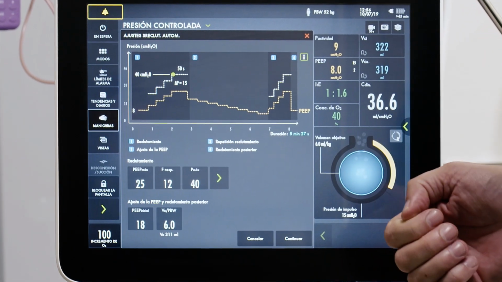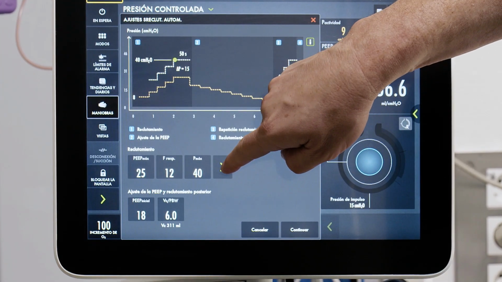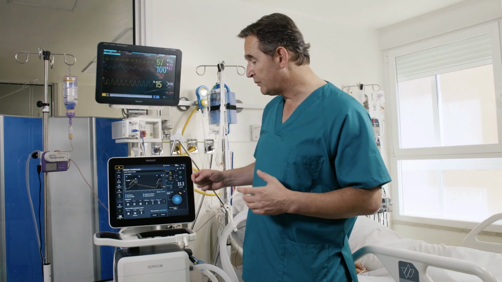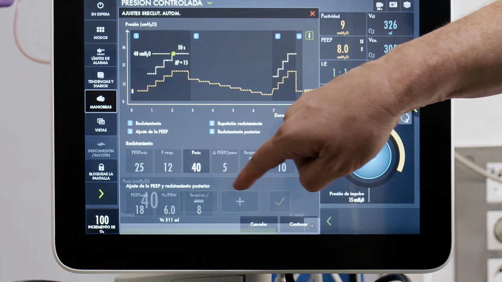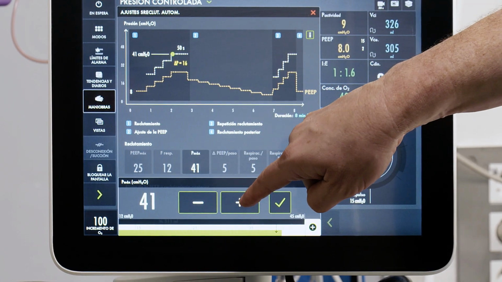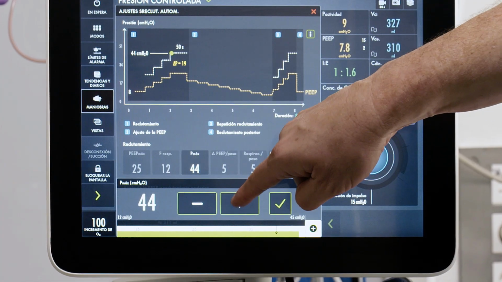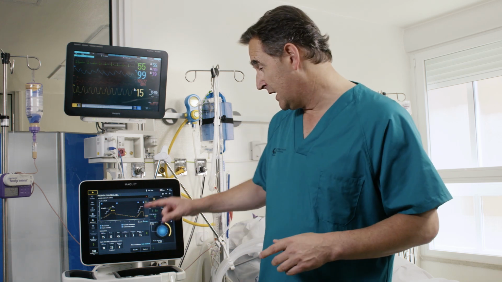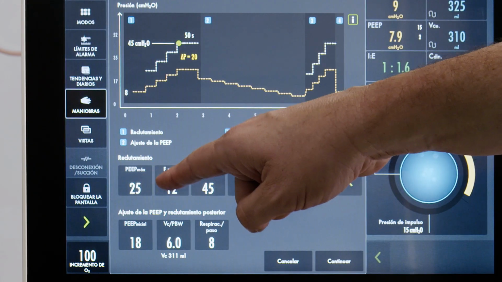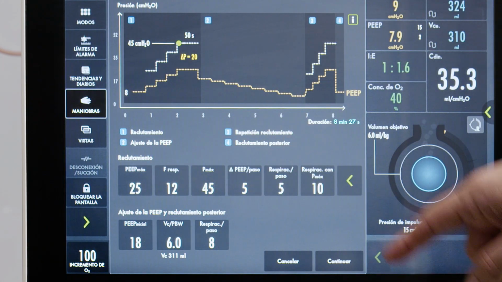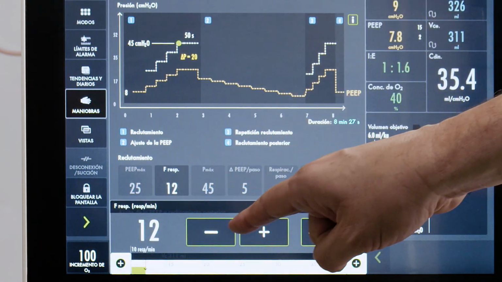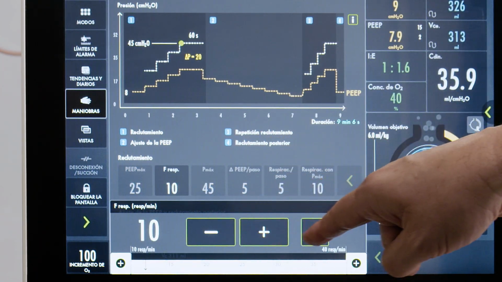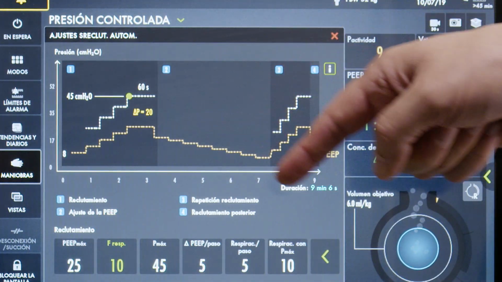So next thing we need to do is to set our parameters for the recruitment maneuver. First, we will select the pressure that we will apply during the recruitment maneuver. It's now by default at 40. We will increase to 45 for this particular patient. Next, we will select the level of PEEP, and this will determine the driving pressure that will be used during the recruitment maneuver. And we will maintain a driving pressure of 20, so the PEEP of 25 is correct. Then we will select the rate during the entire recruitment maneuver, and we'll select it to 10 breaths per minute.